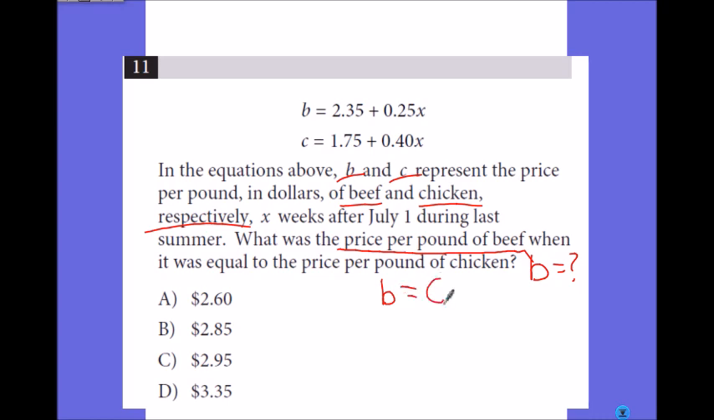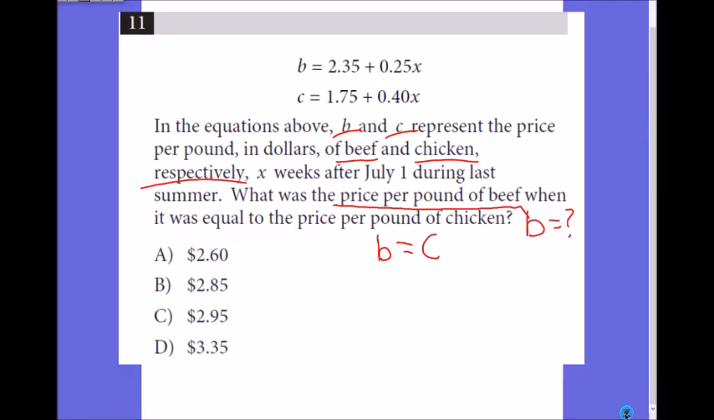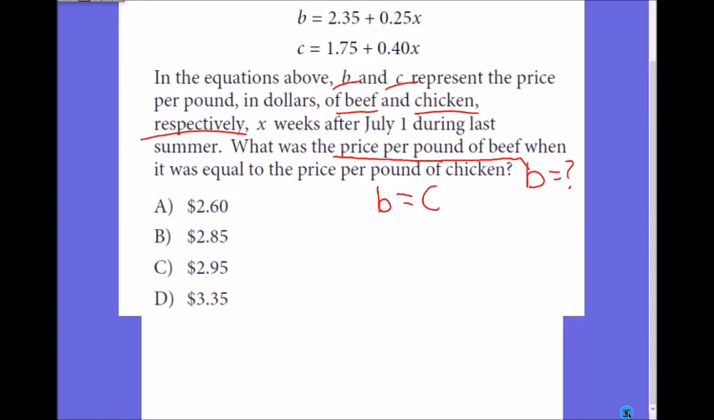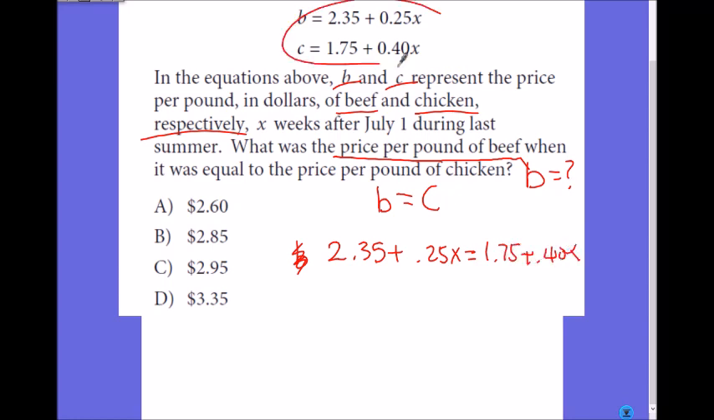So what would you do? You set them equal to each other. So B equals, or you don't have to write that, 2.35 plus 0.25x equals 1.75 plus 0.40x. So we are looking for when these two become the same. So always move the smaller variable first to make the variable positive.